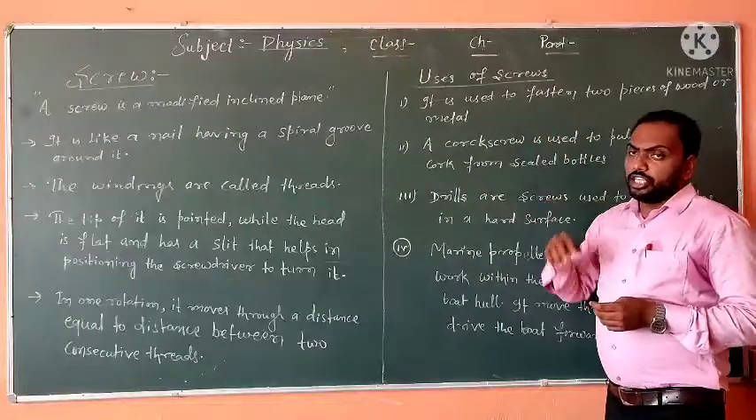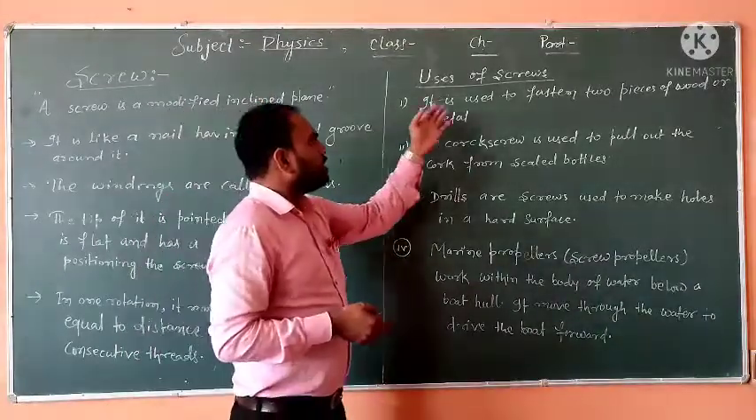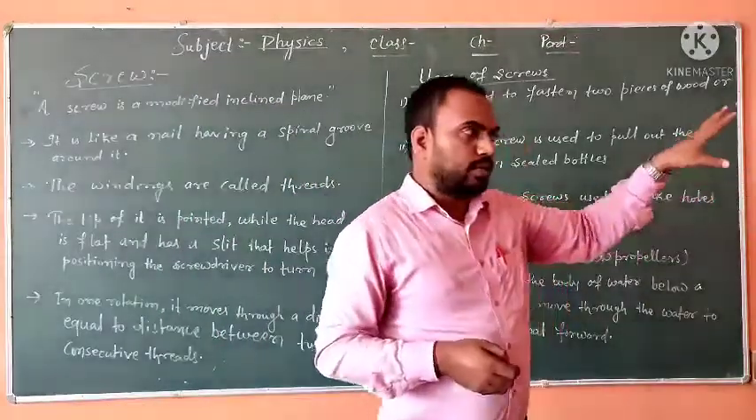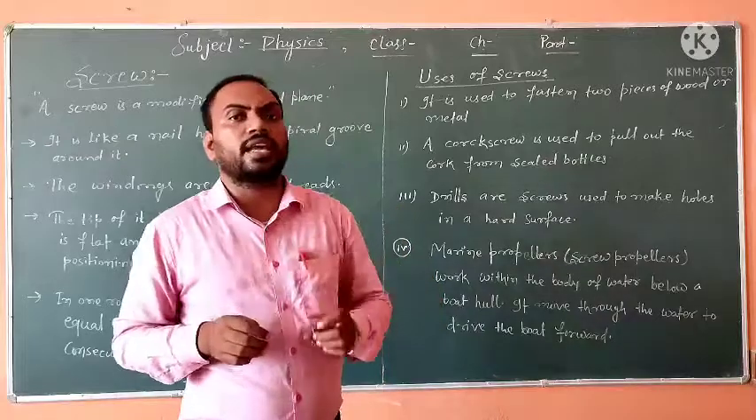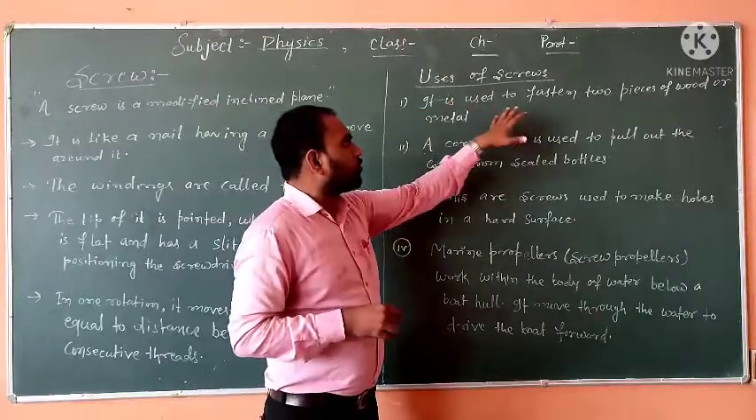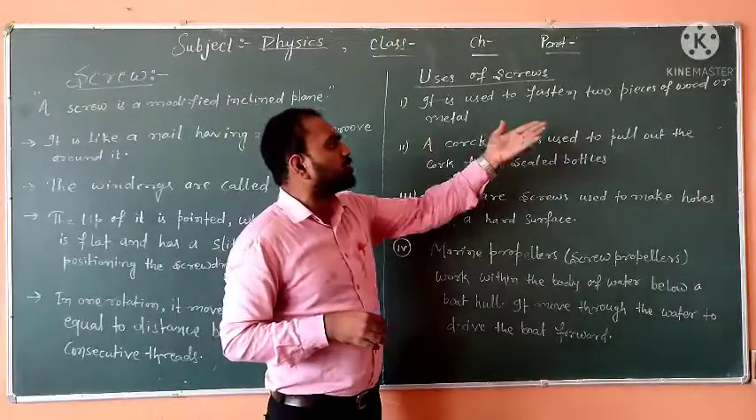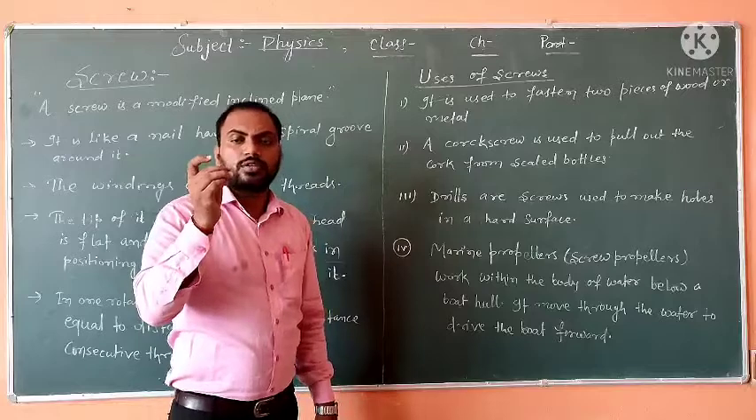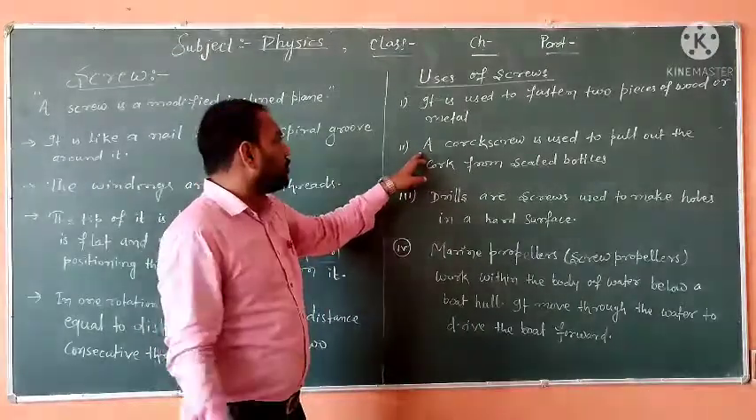Now, what is the use of a screw? Why do we use a screw? It is used to fasten two pieces of wood or metal. Dear, as this door and window are fixed by the use of nails, the use of a screw is also there. So it is used to fasten. Fasten means join, combine with each other. Two pieces of wood or metal are combined to each other by the help of what? A screw, we can join them.